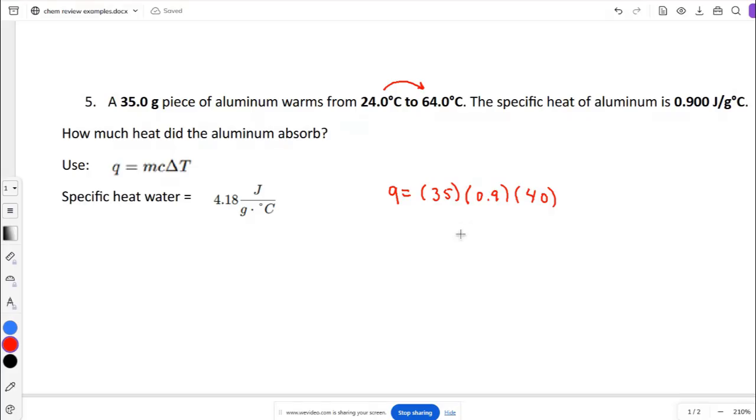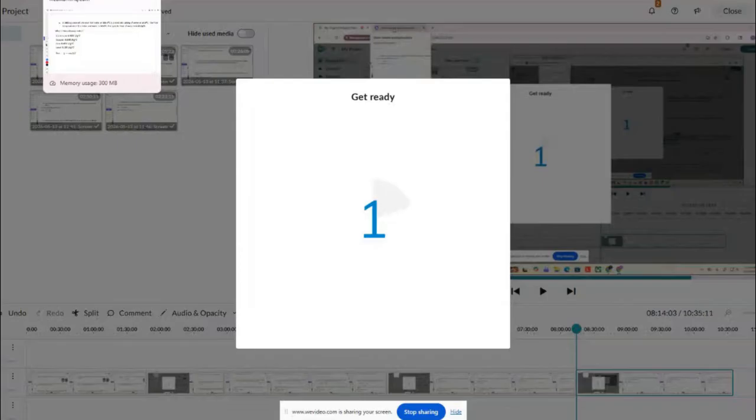So how much heat energy did the aluminum absorb? It absorbed 1,260 joules of energy. And that's just straight up putting some numbers into the equation that's provided and then just using the calculator.